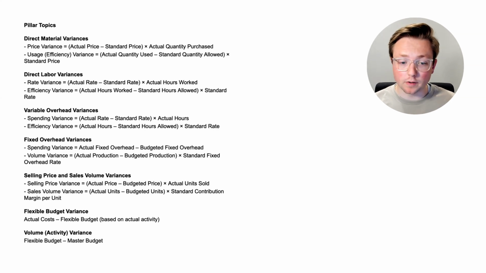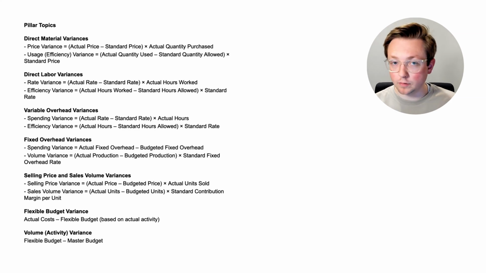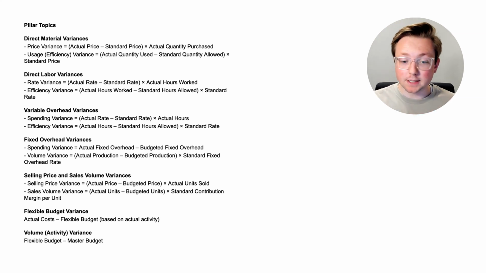Now let's talk about fixed overhead variances. There's the spending variance, which is in this case just the actual fixed overhead less the budgeted fixed overhead. So that one's not too difficult. And then there's the volume variance, which is the actual production less the budgeted production multiplied by the standard fixed overhead rate.